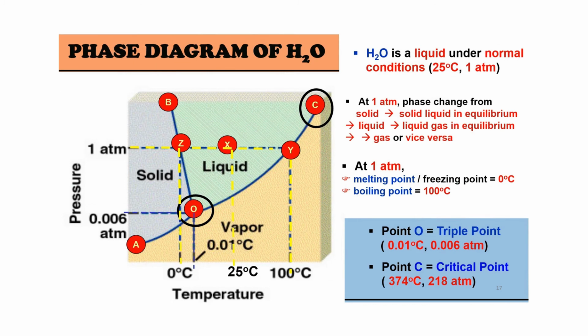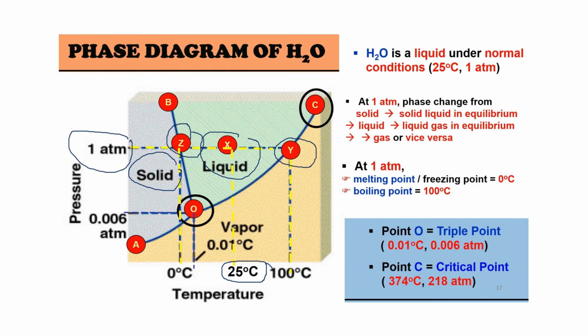This is a phase diagram for water. You can see from your left side, water is a liquid under normal conditions. So the meaning of normal conditions is a pressure of 1 atm with a temperature of 25 degrees Celsius. So at 1 atm also we can describe the phase changes, meaning water exists as a solid, then solid-liquid in equilibrium, liquid and gas in equilibrium, or vice versa.